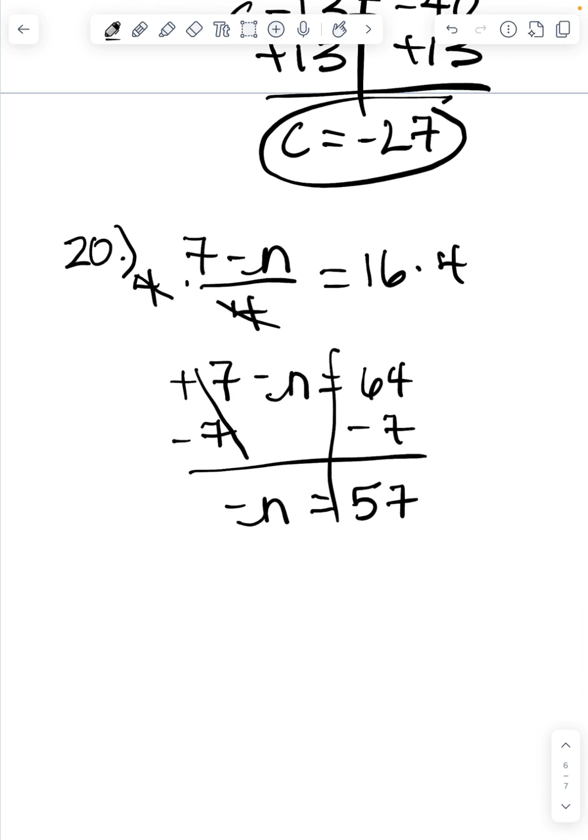All right, we can't have a negative n. It's technically a negative 1. So we divide both sides by negative 1. n equals negative 57.